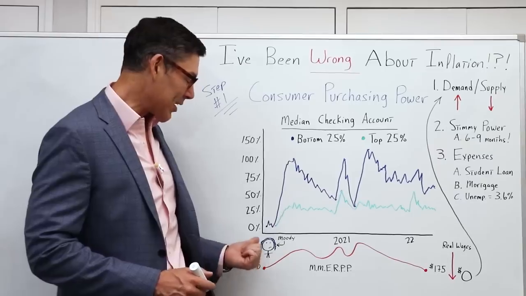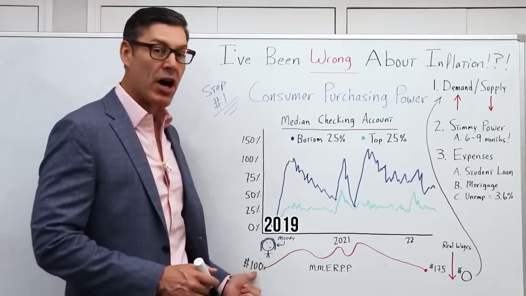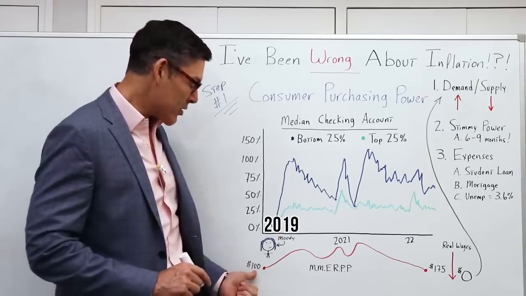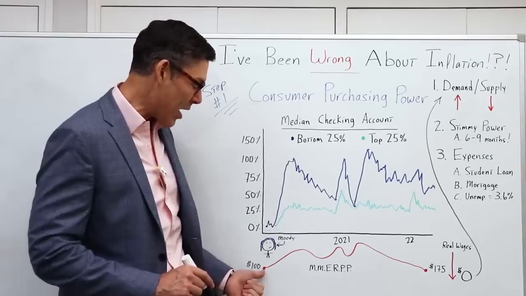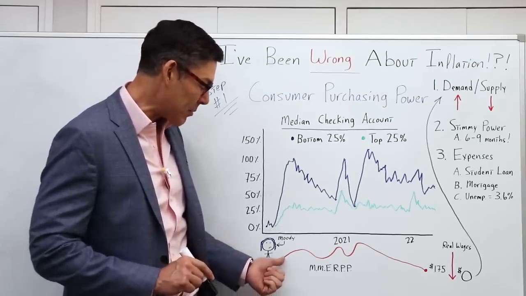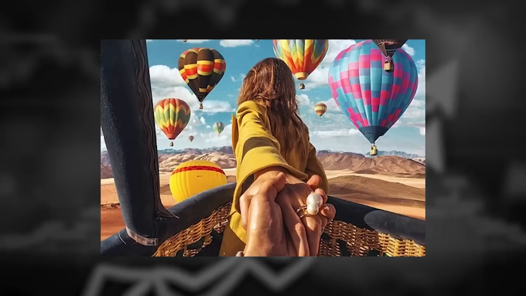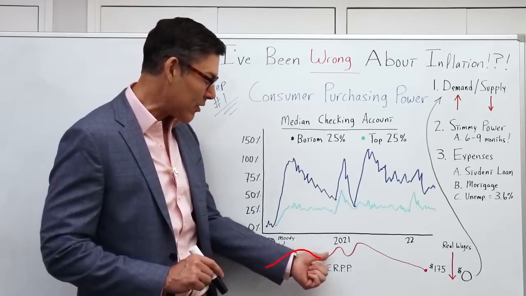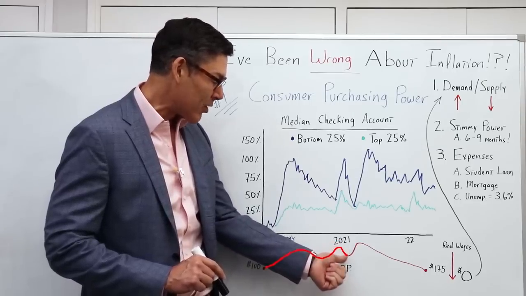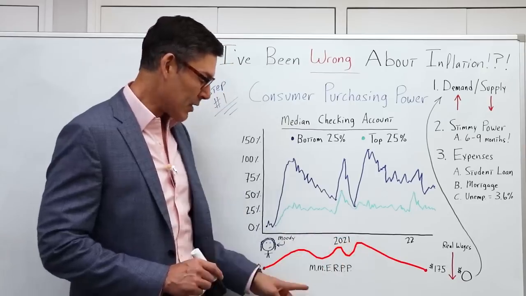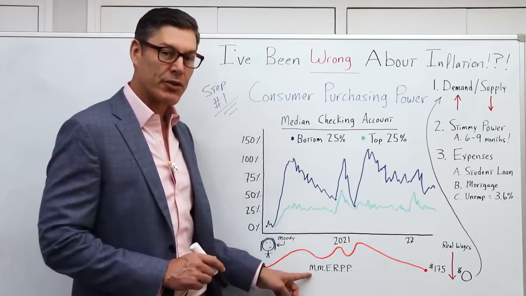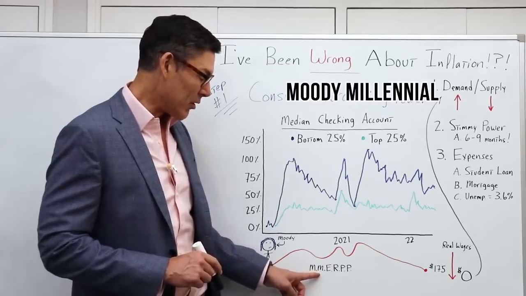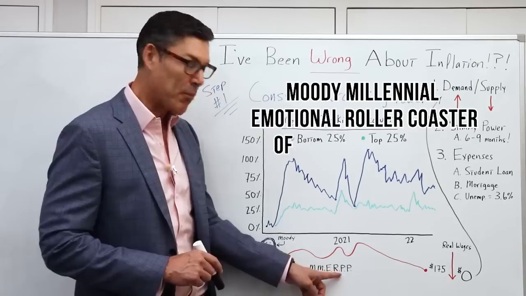That's right. And Moody, back in 2019, had $100 in their checking account. All right. So Moody gets all these stimmy checks, so the balance in their checking account goes up and up and up, but then they see all of their friends on Instagram going on trips, so they start to spend down the money, but then they get another round of stimmy checks, and the whole process goes up and down and up and down. And this takes us right into what I am referring to as MERP. Oh yes, this is the Moody Millennial emotional roller coaster of purchasing power.